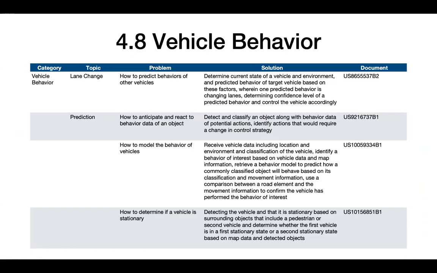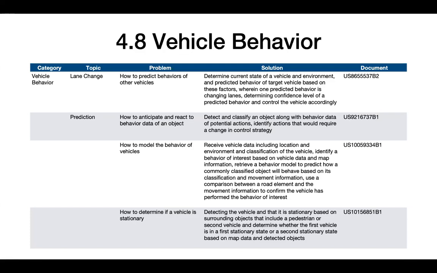How do I model the behavior of vehicles? So I receive vehicle data, including location, environment, and classification, identify a behavior of interest based on the vehicle data and map information, and retrieve a behavior model to predict how a commonly classified object will behave based on its classification and movement information. A comparison between the road element and the movement information confirms the vehicle has performed the behavior of interest. Some of these get really abstract, but I am looking at a car, what kind of car it is, how it's driving, and guessing what it's going to do next is what I get out of that.